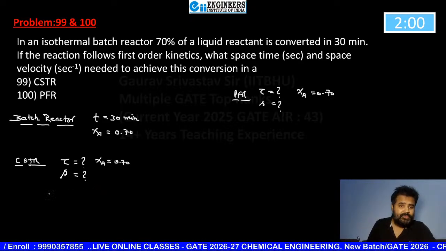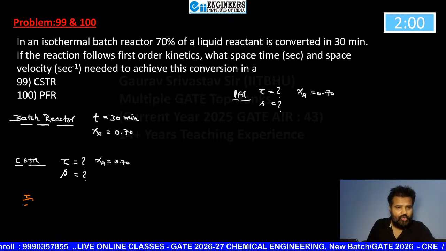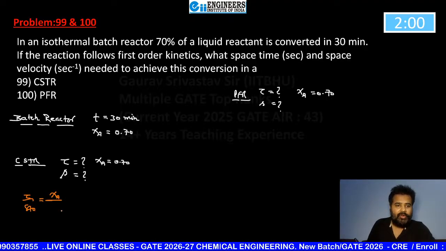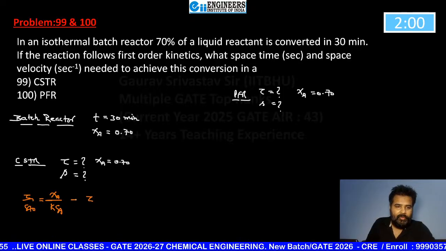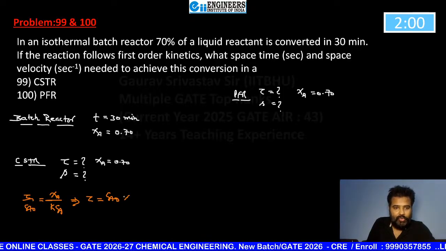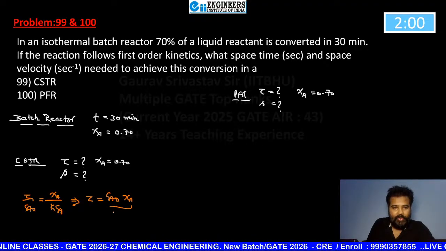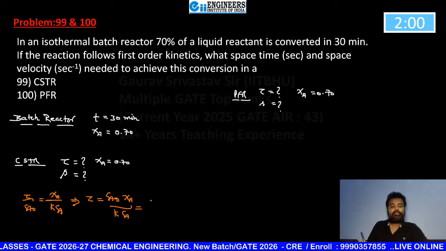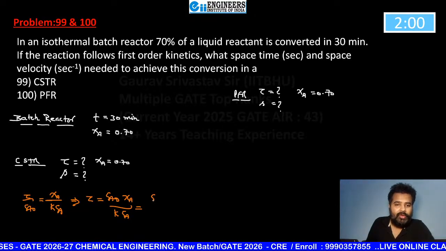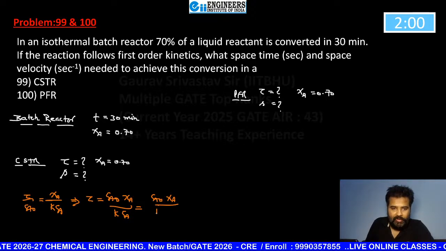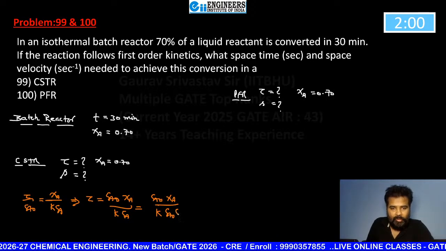So for CSTR, you know, the design equation is tau by C naught equals XA upon minus RA. First order, so you can write K CA. Further moving, tau can be written as CA naught into XA upon K CA. Fantastic. So what is the value of CA naught here? You know the value of CA naught here. No, you don't know. But first order, so no need to worry. See, the denominator CA can be written as CA naught times (1 minus XA).